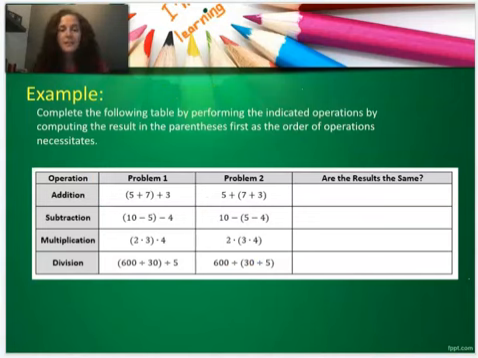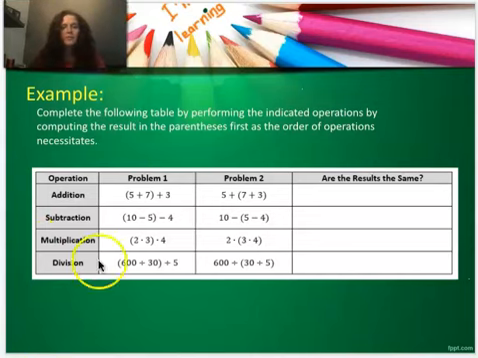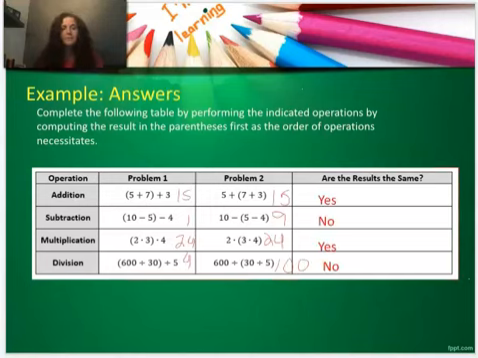Let's look over these. It says complete the following table by performing the indicated operations, by computing the result using order of operations. So make sure you work through all of these. Work through parentheses first on both problems and then compare problem 1 and problem 2. Are the results the same for each addition, subtraction, multiplication, and division? So I hope you got 15 for the addition problems, both of them. So yes, those results are the same.